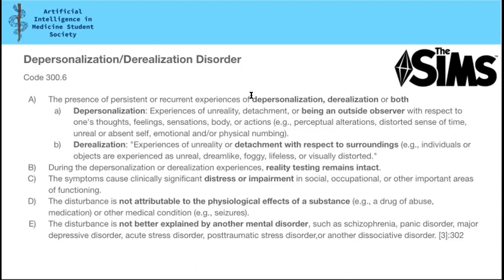So this is the first criteria. You have to either have depersonalization or derealization experiences. So depersonalization would be like being that outside observer. Like you're just observing your thoughts, your feelings, what you're doing. And derealization is thinking that everything around you is not real. Like you're just completely detached from reality. You see these things around you, but you're convinced that what you're seeing is not real, almost like the Matrix.